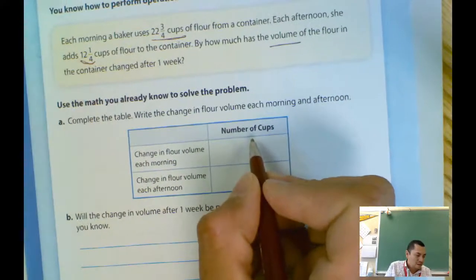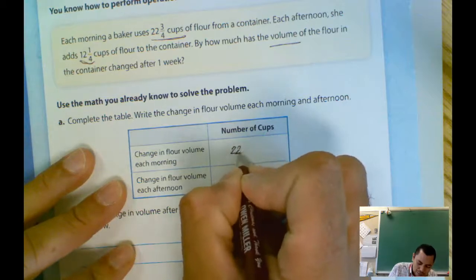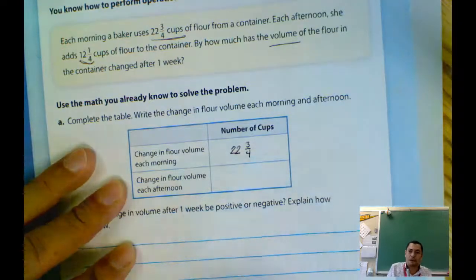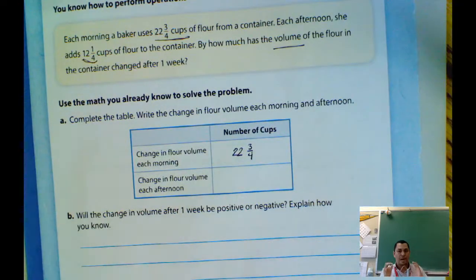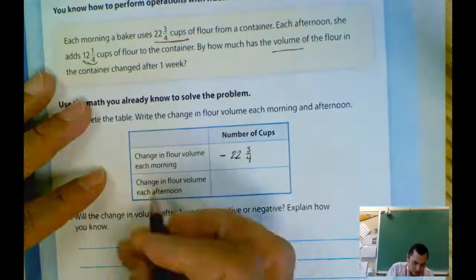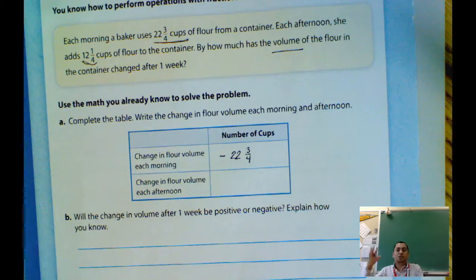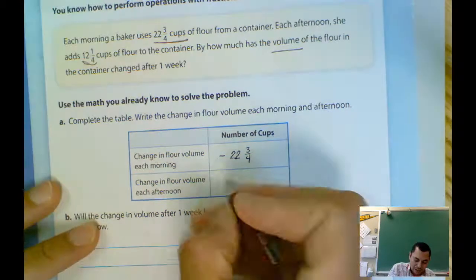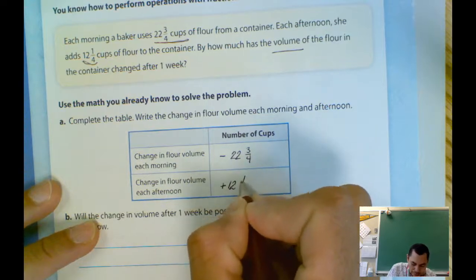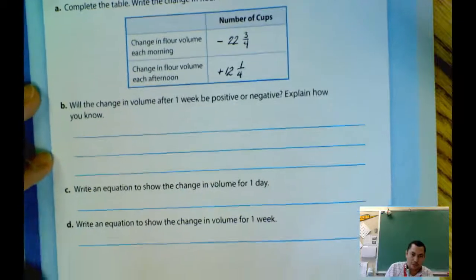In this case, every morning she takes 22 and 3/4 of flour, but she's taking it from the container. So she's taking it, that means this one is negative. Also, the change in flour volume each afternoon. Every afternoon she puts flour in the container, so it's positive 12 and 1/4 cups. Now, what we're going to do now, answer B.